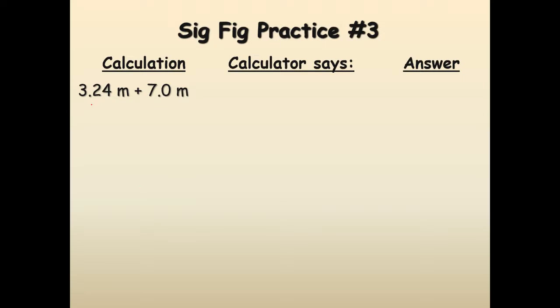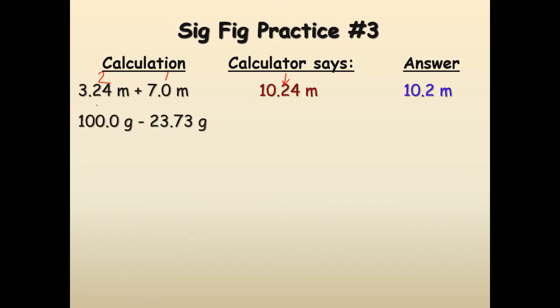So 3.24 has 2 decimal places. Or sorry, let me not do that there. Erase that, because that'll get you messed up. So this one has 2 decimal places. 7.0 has 1. The fewest number of decimal places is 1, so our final answer should only have 1 decimal place. This is what the calculator says we have. We can only have 1 decimal place, so we're going to stop right here. That's a 4. It's less than 5, so this just stays the same. So the answer is 10.2.